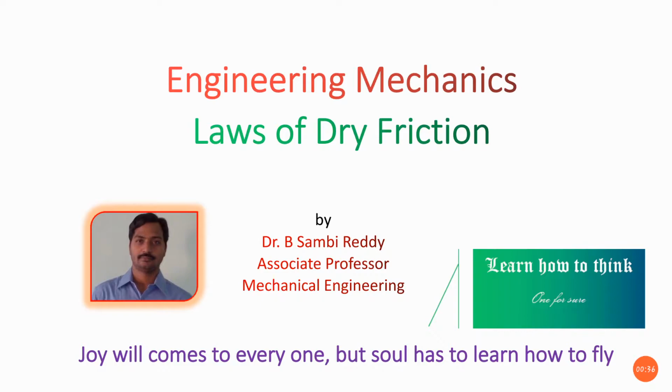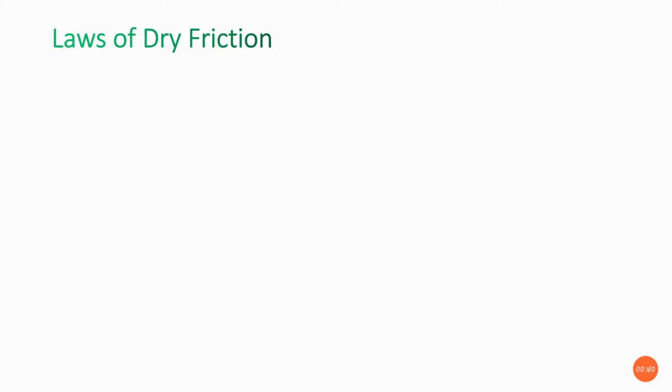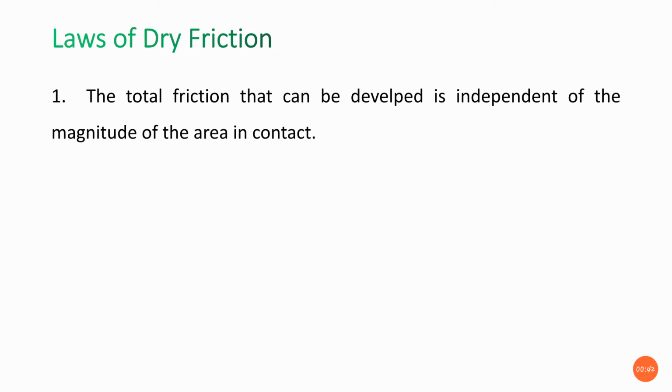So now we are going to define the laws of friction. Here are the laws of dry friction. The law here, in simple words, is that the friction developed between the two contacts is independent of the area of contact, but only depends on the surface asperities. The total friction that can be developed is independent of the magnitude of the area in contact.